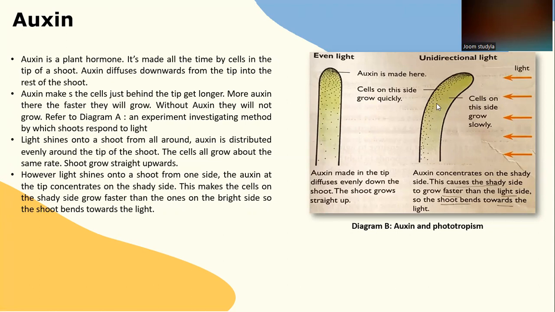Okay, auxin and phototropism. When light shines onto the shoot from one side, the auxin at the tip concentrates on the shady side. If you can see, auxin is actually full on this side, the shady side. And this makes the cells on the shady side grow faster than the ones on the bright side. So the shoot bends toward the light. Because if you can see, the cells on this side grow, from the shady side.